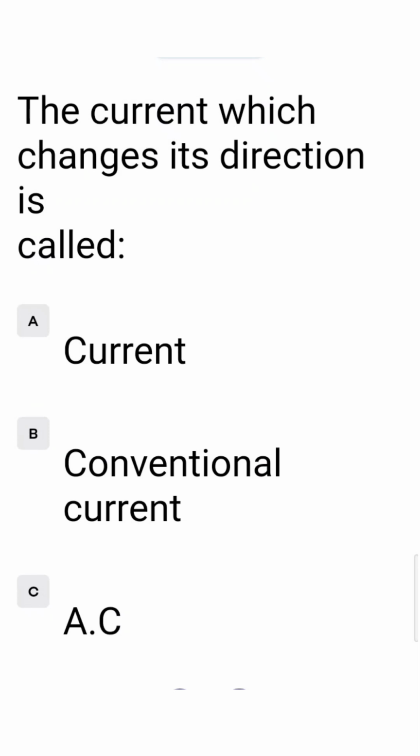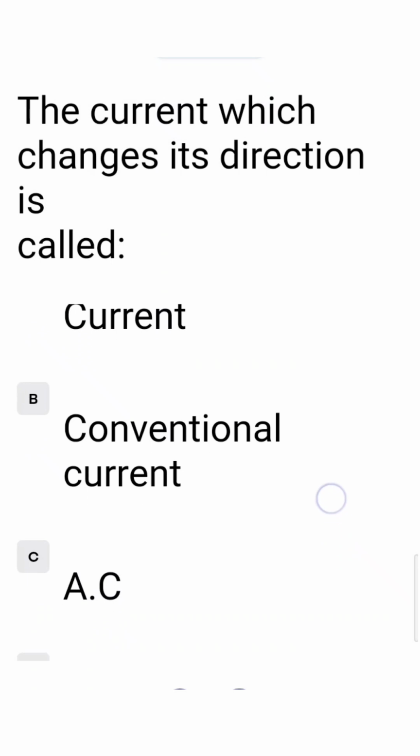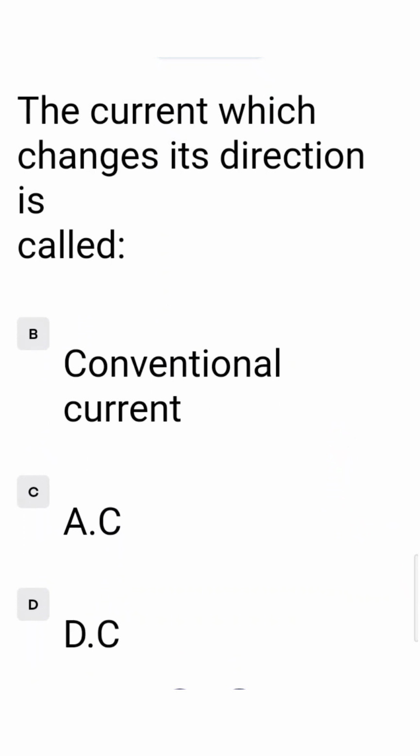The current which changes its direction is called: A. current, B. conventional current, C. AC, AC meaning alternating current, option D. DC, meaning direct current. The correct answer is alternating current, that is written in option C as AC. So we tick option C.